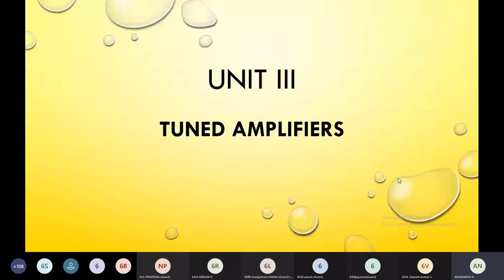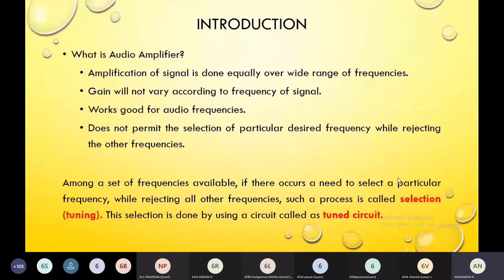Tuned amplifiers. Before going to tuned amplifiers, first we should know what is an audio amplifier. So far we have seen audio amplifiers in your first unit and second unit, and in the LC oscillators we have seen the tuned circuit, correct? So we have L and C components at the collector part, which we call a tank circuit or a tuned circuit. And additionally we will also have an audio amplifier that can be a CE amplifier.